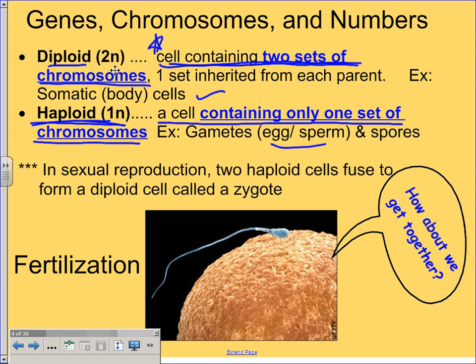Okay, good with haploid, diploid? So we're going to talk about sex reproduction. Which would we be talking about, diploid cells or haploid cells, if we're talking about sex? Haploid, thank you. Those are the ones that are the gametes. Gametes mean baby making cells, okay? Sex cells. And you can see this fertilization happening.